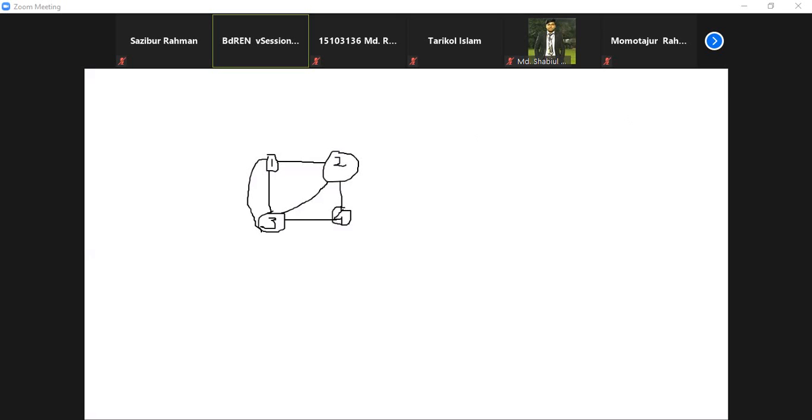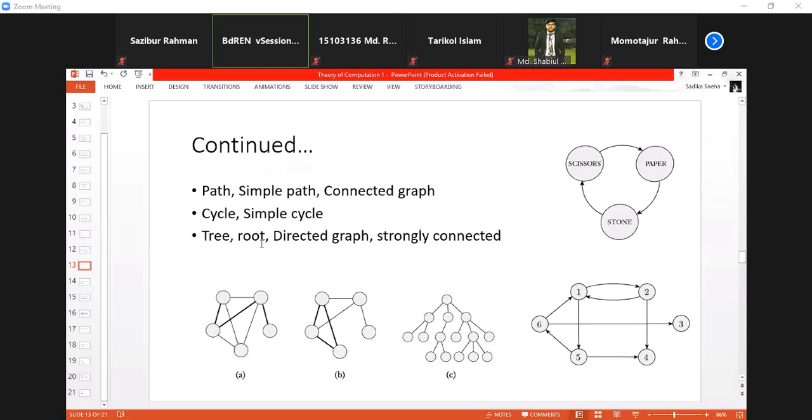What was the next topic? So there is the connected graph. A graph is connected if every two nodes have a path between them. So if every two nodes have a path between them, then the graph is connected. Can you see the pictures here, A, B, and C? Can you tell me if they are connected or not?